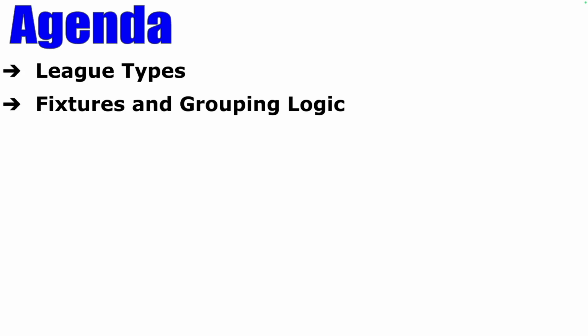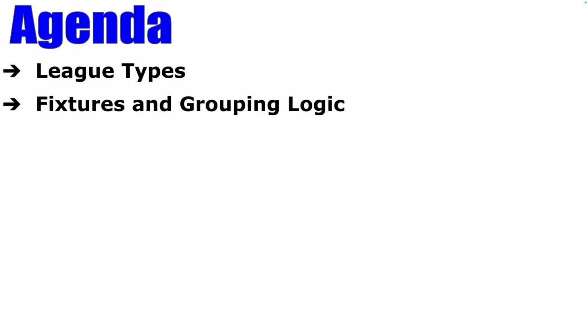Here is the agenda for the introductory video. We'll start with understanding what the league types are. The platform currently supports 3 league types: doubles individual, doubles partners, and singles. We'll see what each one of those league types really is, how they work, and what it really involves to run these kinds of leagues on the platform.